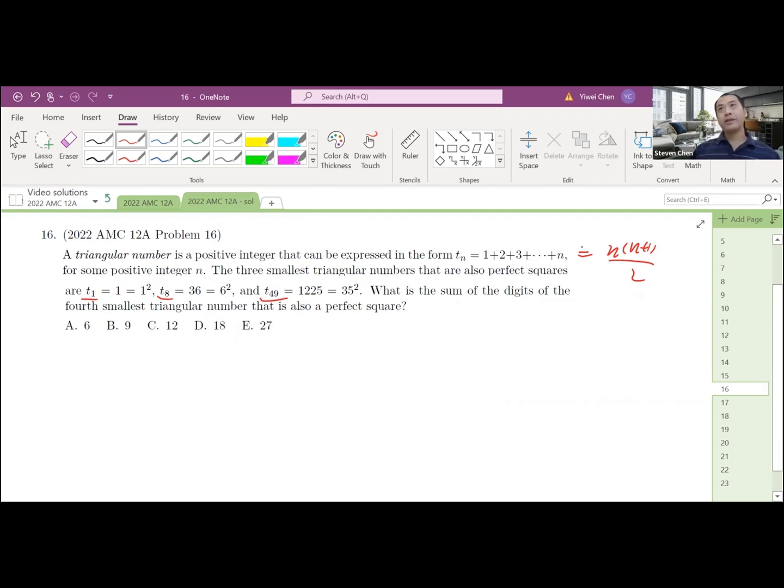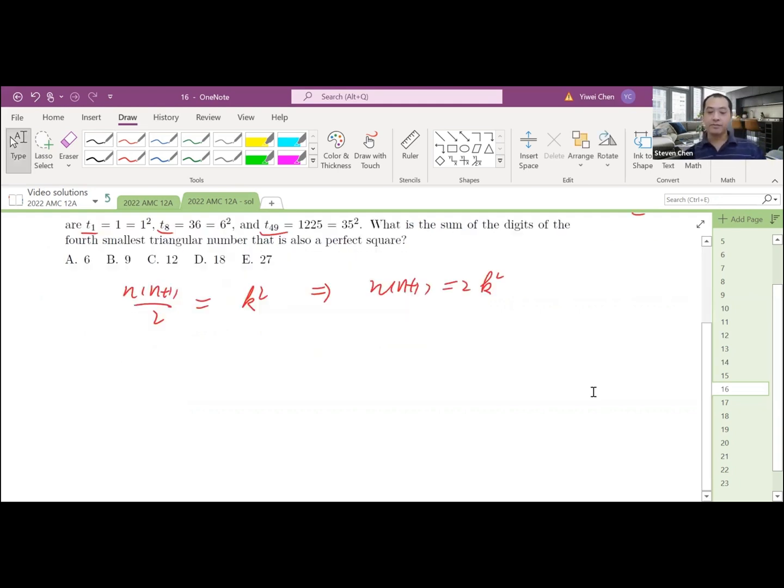Because we need t sub n to be a perfect square, let's write it in equational form. Let's say it is equal to k squared. So now our job is to solve this integer equation, right? Let me move the 2 to the right-hand side. Then we get this equation. So how to solve it?